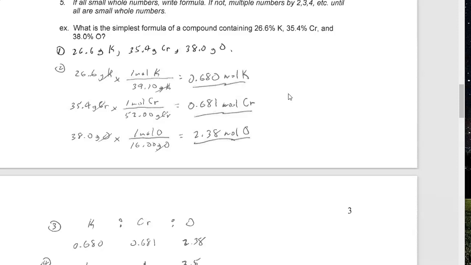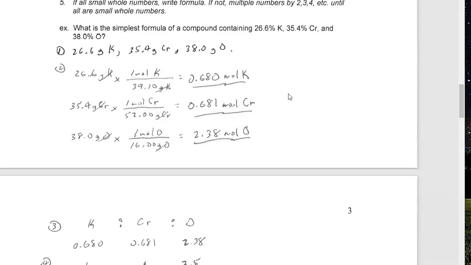39.10 grams of potassium. Again, where did I get the 39.1? Atomic mass in the periodic table, slap of grams on the end of it. 1 mole of any element is equal to that many grams, whatever the atomic mass is. All right, 1 mole of chromium is what? 52 grams. And 1 mole of oxygen is 16.00. Again, atomic masses, all that is.